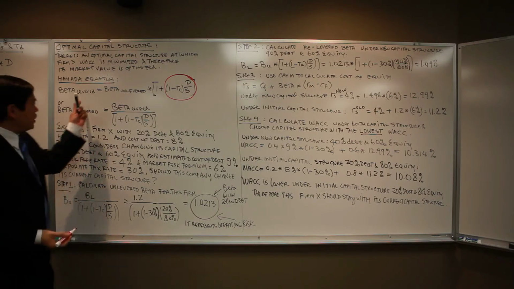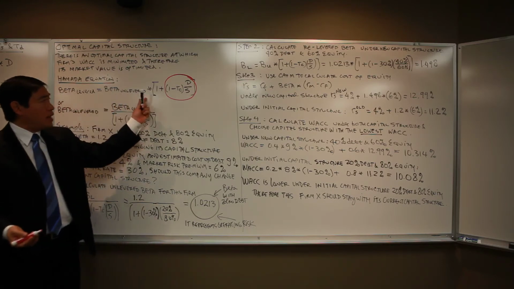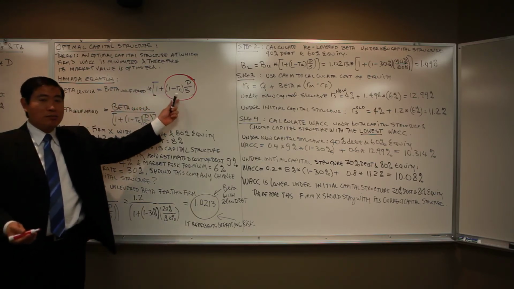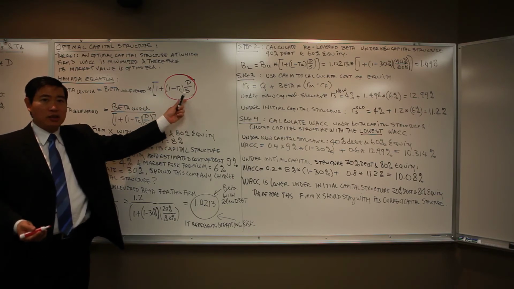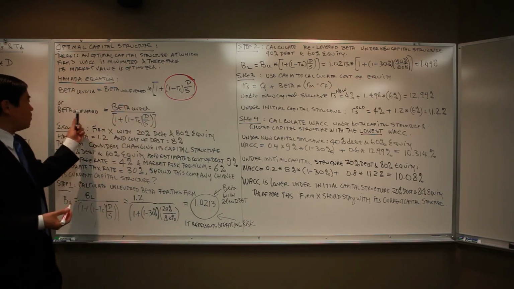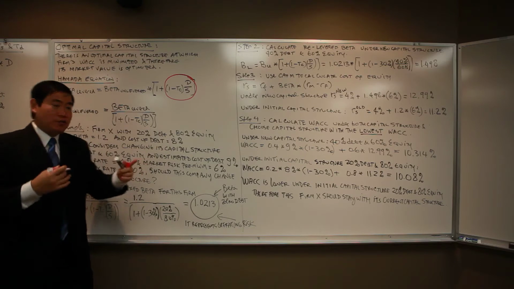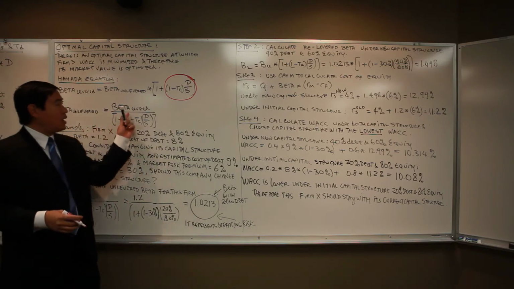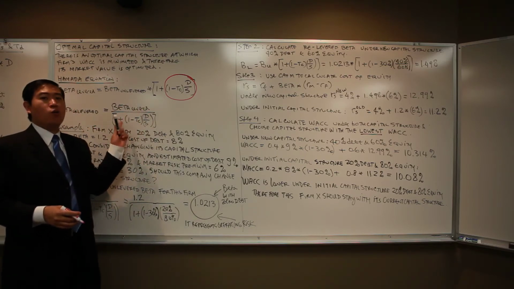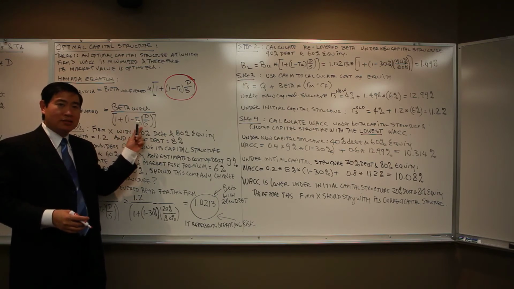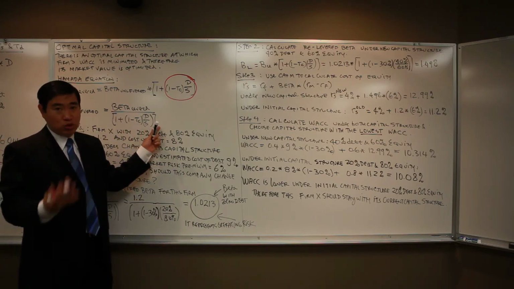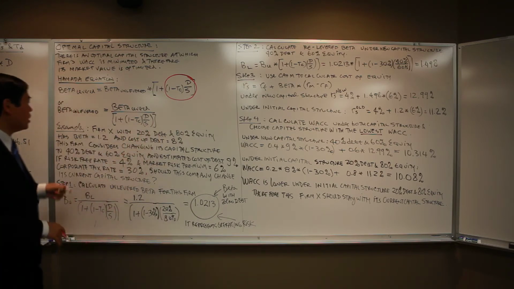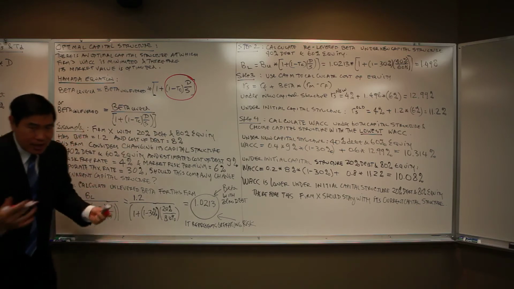So we get the beta levered is equal to the beta unlevered times 1 plus (1 minus tax) times the debt-to-equity ratio. Then the beta unlevered is the inverse of that. Basically, it is equal to the beta levered divided by 1 plus (1 minus tax) multiplied by the debt-to-equity ratio. So here's an example, right?